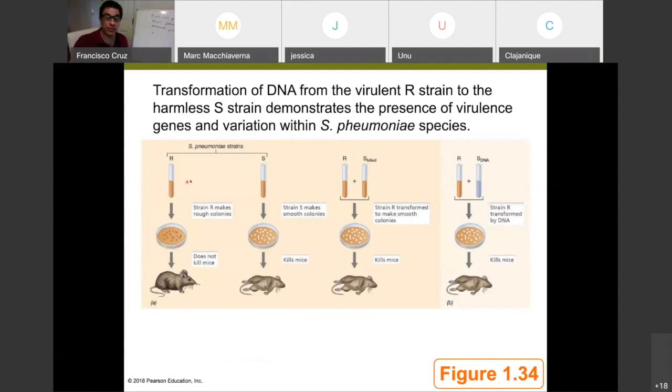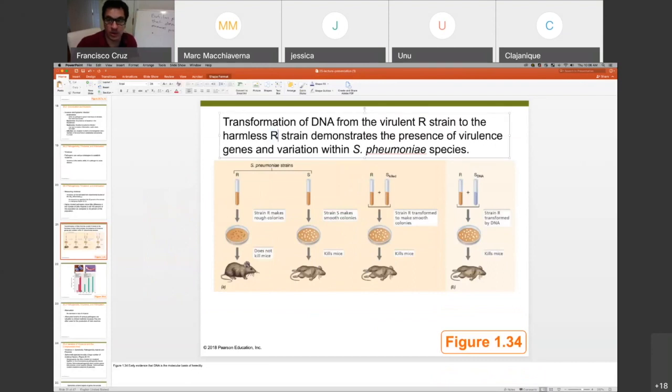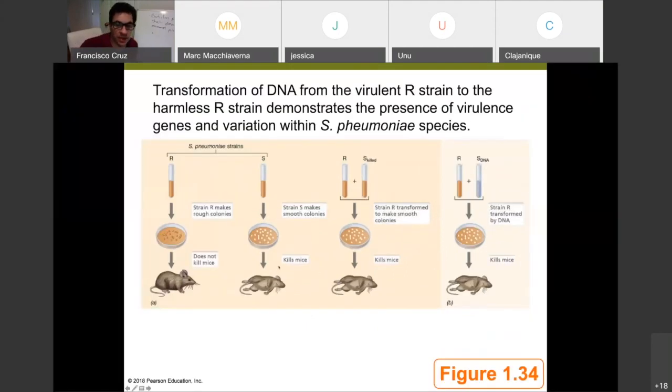And so here, if you remember from chapter 1, we had an example of transformation. We had Streptococcus pneumoniae, and we had an R strain and an S strain. This R strain does not kill mice, S strain does. And so, this is actually worded wrong here. The rough strain does not. And then you could mistake this as two different species.